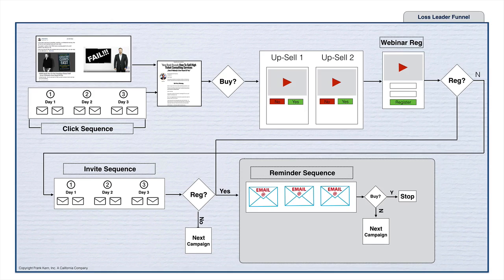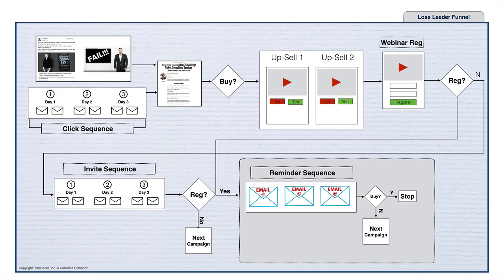I probably get around 25% register immediately, and the other 75%, I need to follow up with them on an invite sequence. And in general, I get a little more than 50% of all buyers end up registering for the webinar. So it works pretty good, right? So that's your big picture. So let's go through the assets of this campaign now.